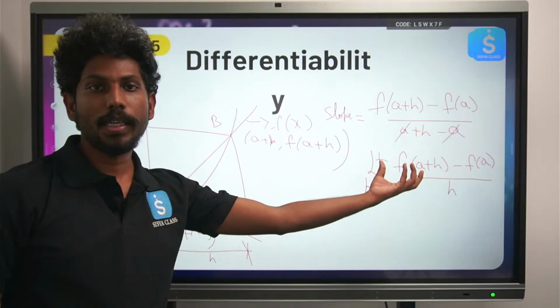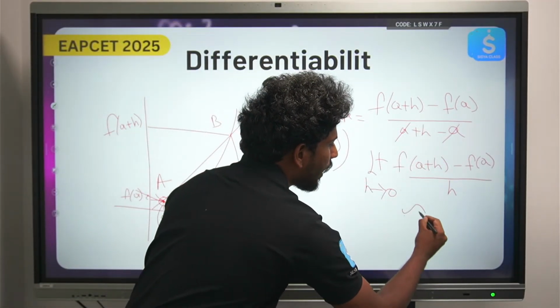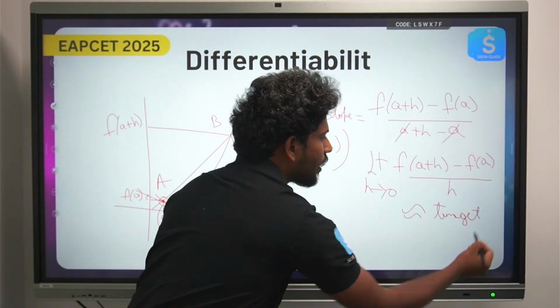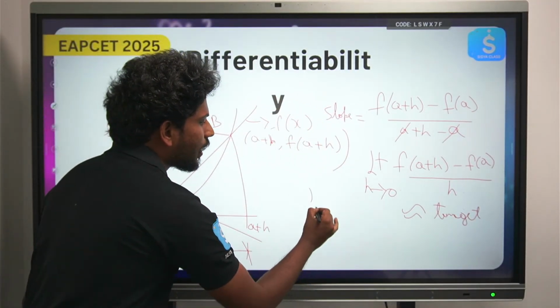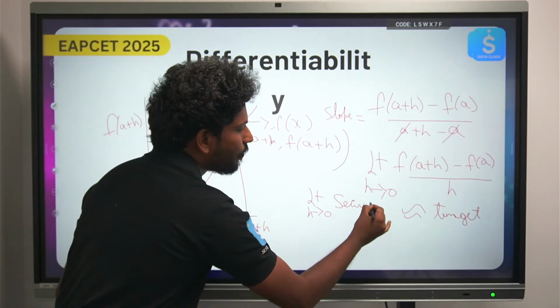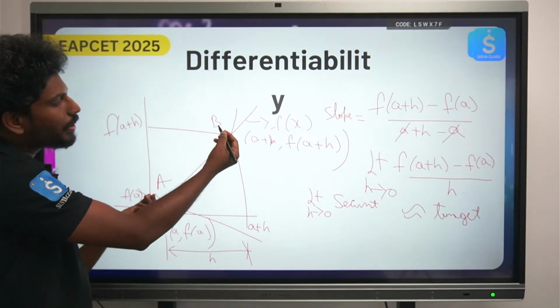That time what will happen? The slope of this secant line would be approximated to a tangent line. So this will become a tangent. Okay, so in a way I can say that as limit h tends to 0, a secant line will be approximated to a tangent line. So ekkadi nunchi mana discussion modalaindi.